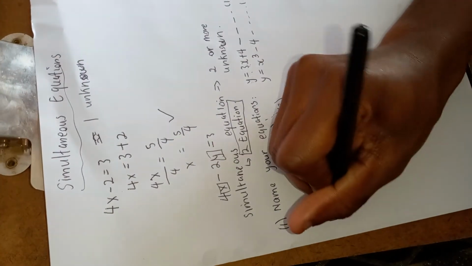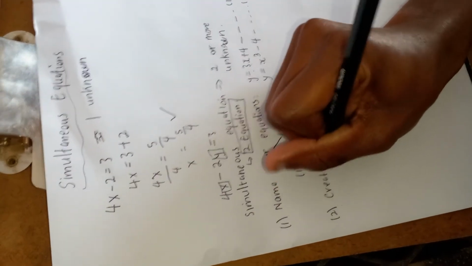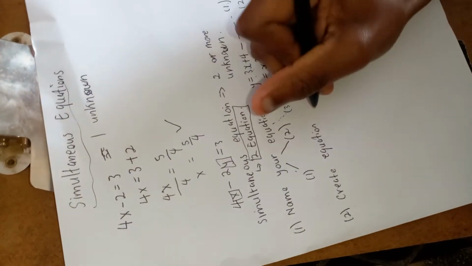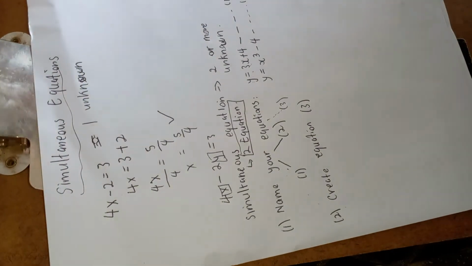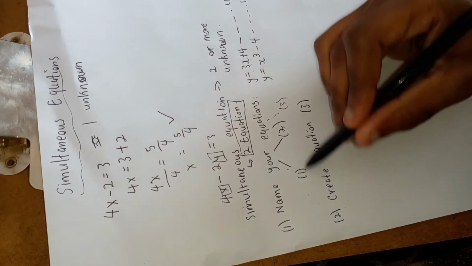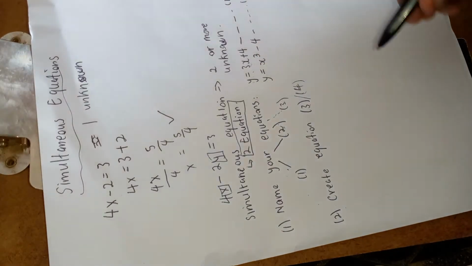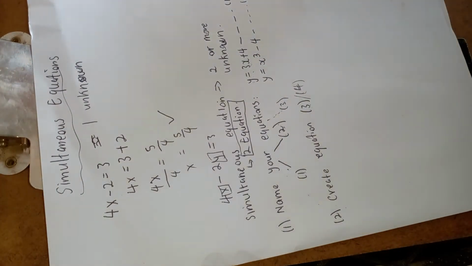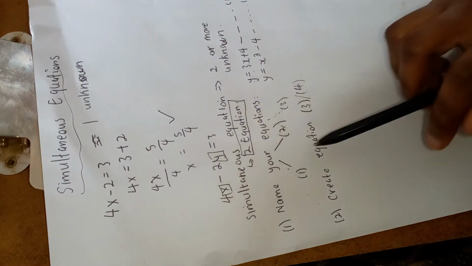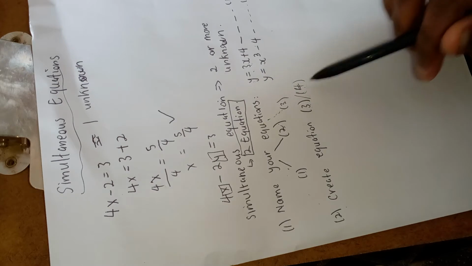Okay, and then the second step of solving simultaneous equations is you create equation 3. If you had two equations, you will create equation 3. If you had three equations, you will create equation 4. So this method depends on the number of equations that you have. If you had two equations, you will create equation 3, but if you had another equation, which is equation 3, you will create equation 4.